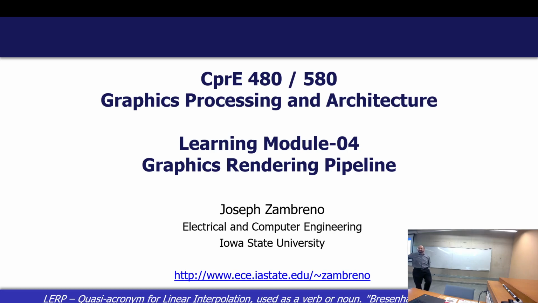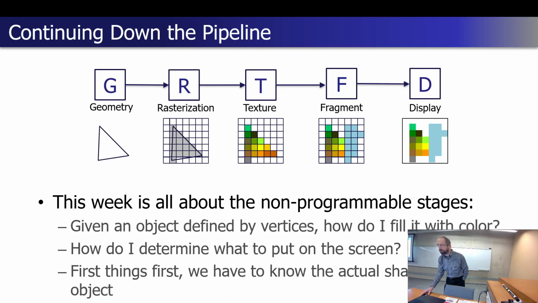I think you'll find today and this week and even going into next week very relevant for what you're doing in the lab. The topic is kind of ambiguously called graphics rendering pipeline. The whole class is about the graphics rendering pipeline, but today we're going to be talking about a lot of the fixed functionality in the modern graphics rendering pipeline. Another way to think of it is what is happening in the so-called non-programmable stages.